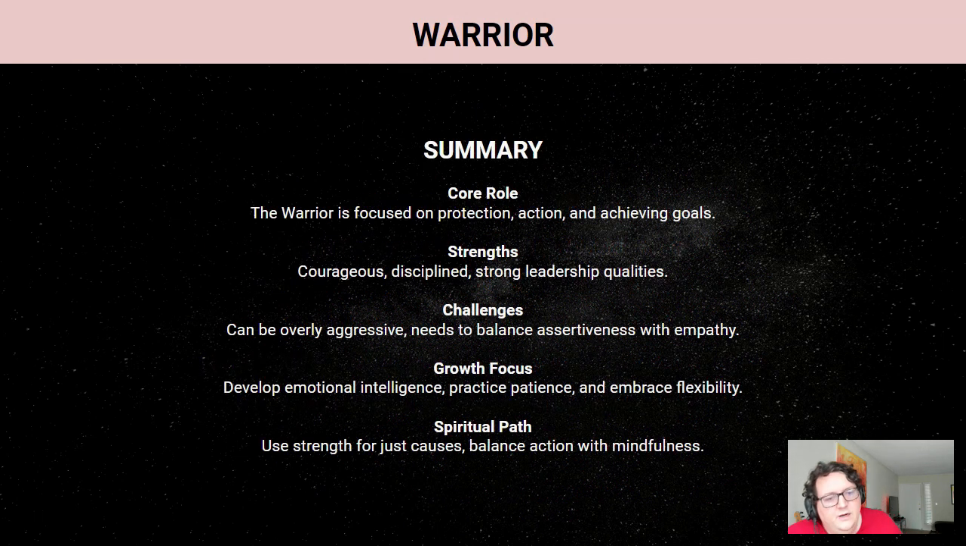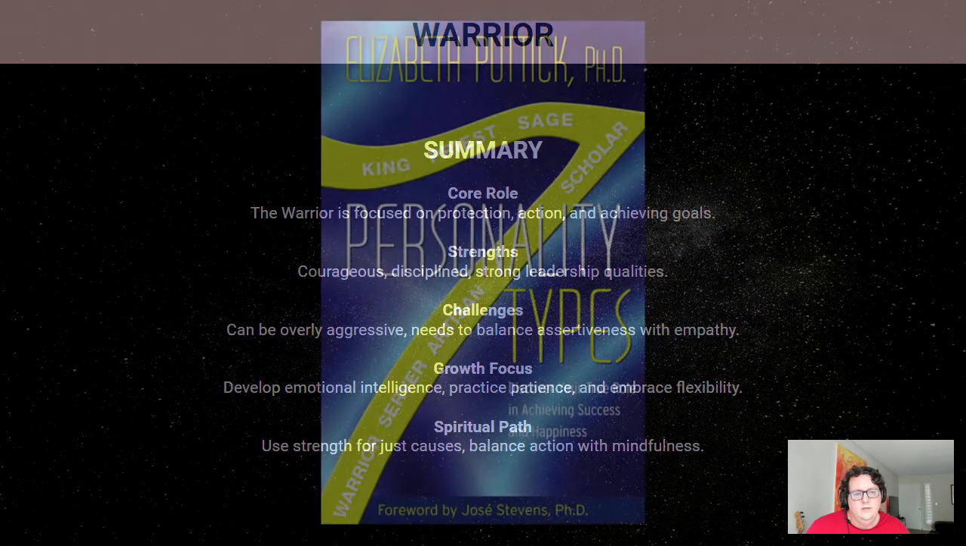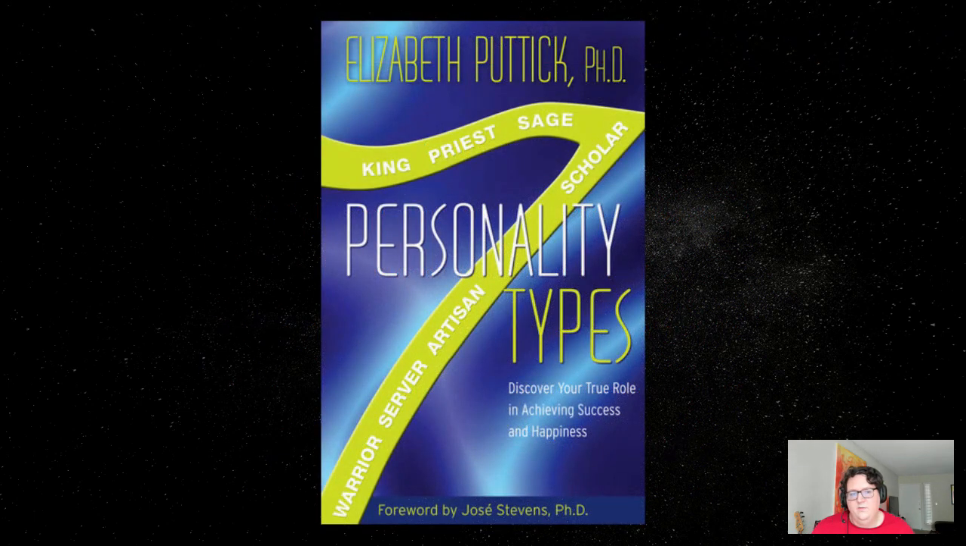So in summary, the warrior is focused on protection, action, and achieving goals. They're courageous, disciplined, and have strong leadership qualities. Their challenges are that they can be overly aggressive, and they need to balance assertiveness with empathy. Their growth focus is to develop emotional intelligence, practice patience, and embrace flexibility. And the spiritual path for the warrior is to use strength for just causes, balancing action with mindfulness. So that's everything I wanted to say for the warrior.